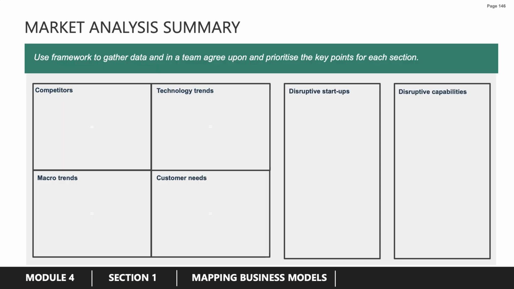This is a simple framework. It's not elaborate, but once you've got your data, you want to distill it down into some key points. Not everything will be relevant, and so what you want to draw out to be able to use in a team when you're mapping existing business models is to make it easy for everyone to have access to that information. So the way to work this is to look at all those different trends and then enter into each of these boxes exactly the key points that you've identified through your research.